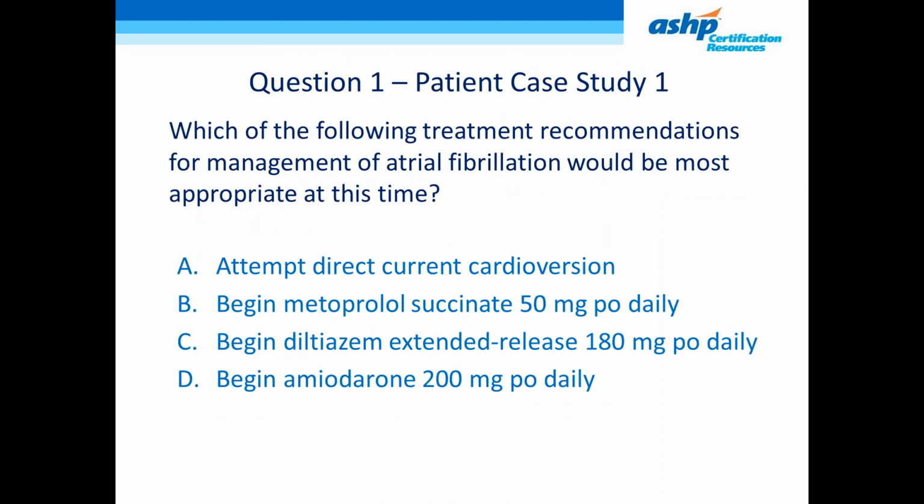The first question is, which of the following treatment recommendations for management of atrial fibrillation would be most appropriate for this patient at this time? Option A, attempt direct current cardioversion. Option B, begin metoprolol succinate 50 milligrams PO daily. Option C, begin diltiazem extended release 180 milligrams daily. Or D, begin amiodarone 200 milligrams daily. I'll give you a few moments to think about this and select your answer.